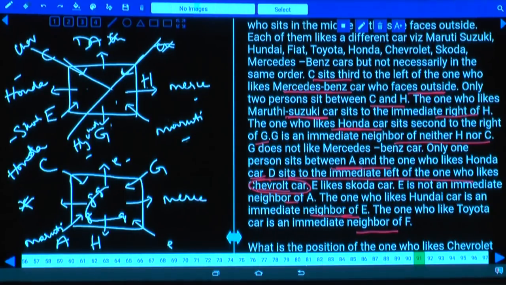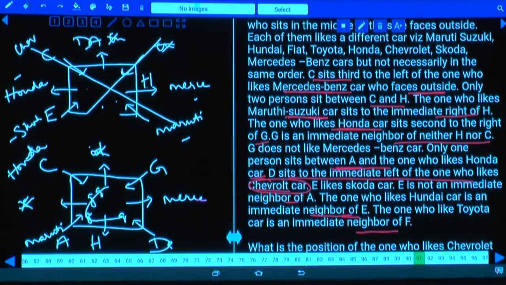Now finally we are left with the second case. Now in the second case, we need to find out this E, this Chevrolet and D. Then if you take this D, where can this D be? E can be either here or here. If you take D at this place, now I am talking about this D and E. If you take D at this place, and the person who likes Chevrolet sits to the immediate left of D, which is not possible because the person who likes Honda car is here. Hence D cannot be at this place, then D must be here.